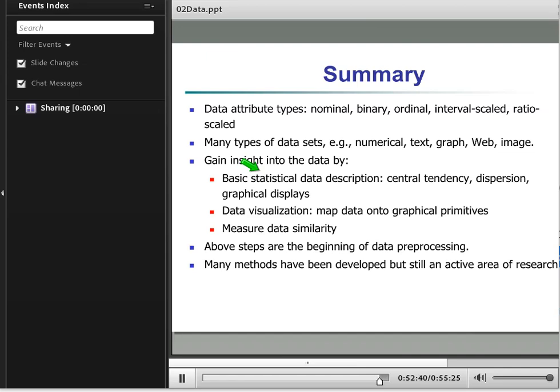Inshallah, next week we will start chapter 3, and I will tell you how we can preprocess a data set. Okay.